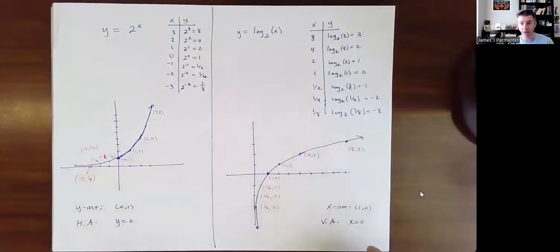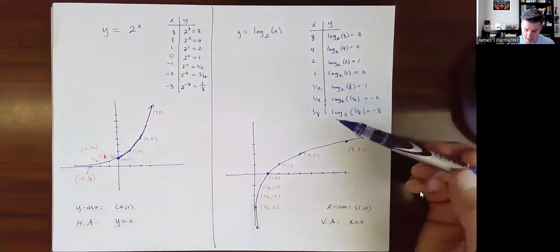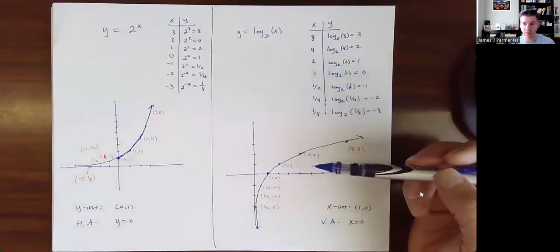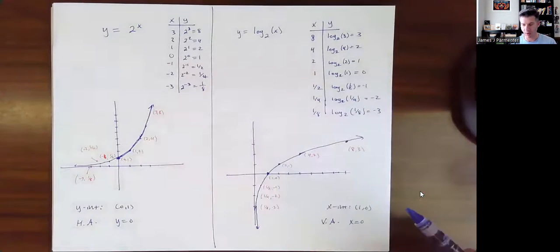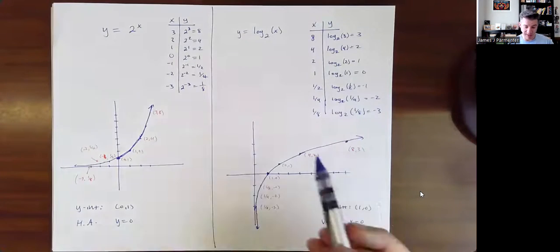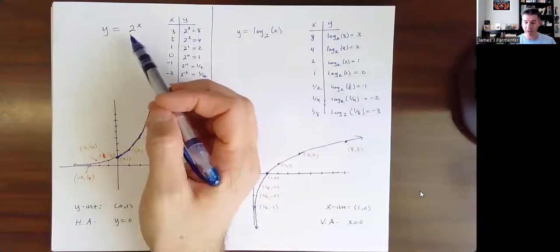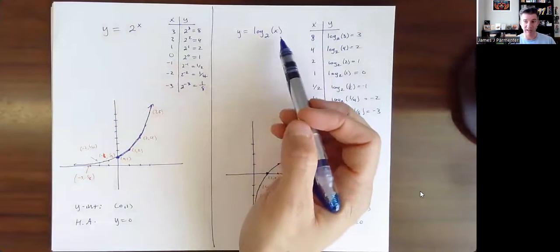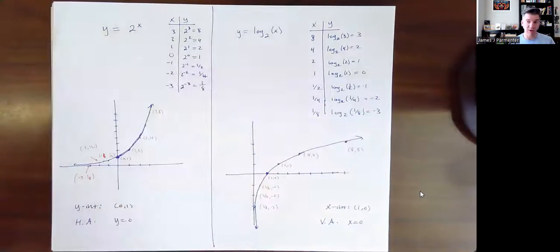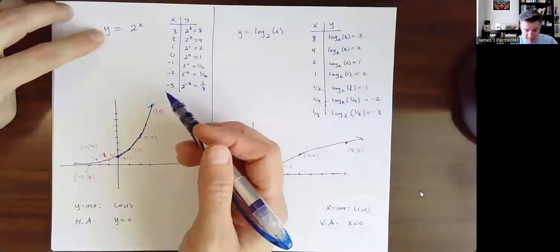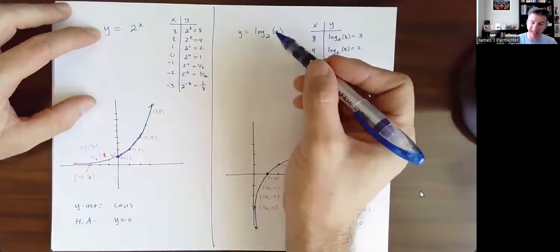We do get a vertical asymptote here because your x values can only get closer and closer to 0, but they can't ever be 0. So just like this function can never equal 0, this function, you can never take the log of 0, right? If we're interchanging all the x's and y's, if y can't be 0 here, that means x can't be 0 here.